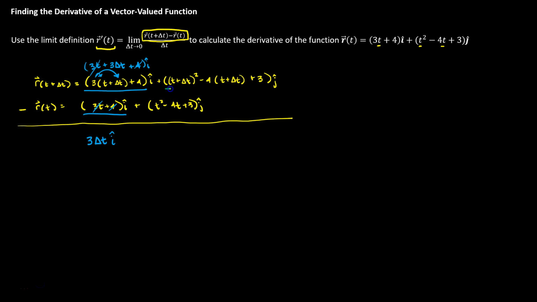Looking at the j hat component from each of our two functions, we can see that we have some cleaning up to do, some algebra. I have a binomial squared, so I'm going to use that binomial squared shortcut.